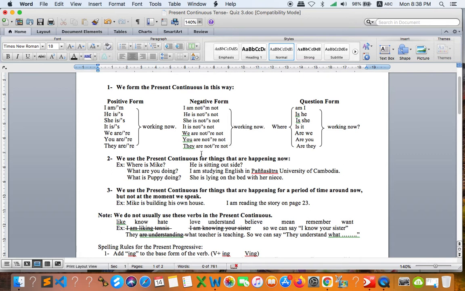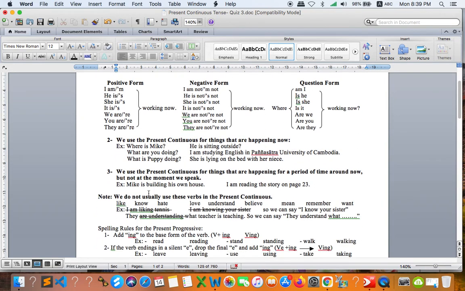Where is Mike? He is sitting outside. That should be one word, sorry. What are you doing? It's like asking you now. I'm studying English at Paññāsāstra University of Cambodia. The last one, what is the puppy doing? He is lying on the bed, things like this. So we refer to the things that are happening now. It is present continuous.